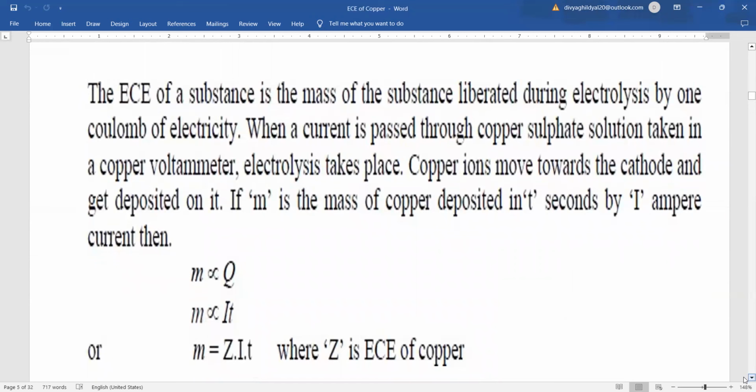The simple concept of this experiment is that when a current is passed through copper sulfate solution, which has been taken in a copper voltmeter, electrolysis takes place and copper ions move towards the cathode and get deposited on it. If M is the mass of copper deposited in T seconds by I ampere of current, then M becomes proportional to charge, or charge is current into time. So M is equal to ZIT, where Z is electrochemical equivalent of copper.